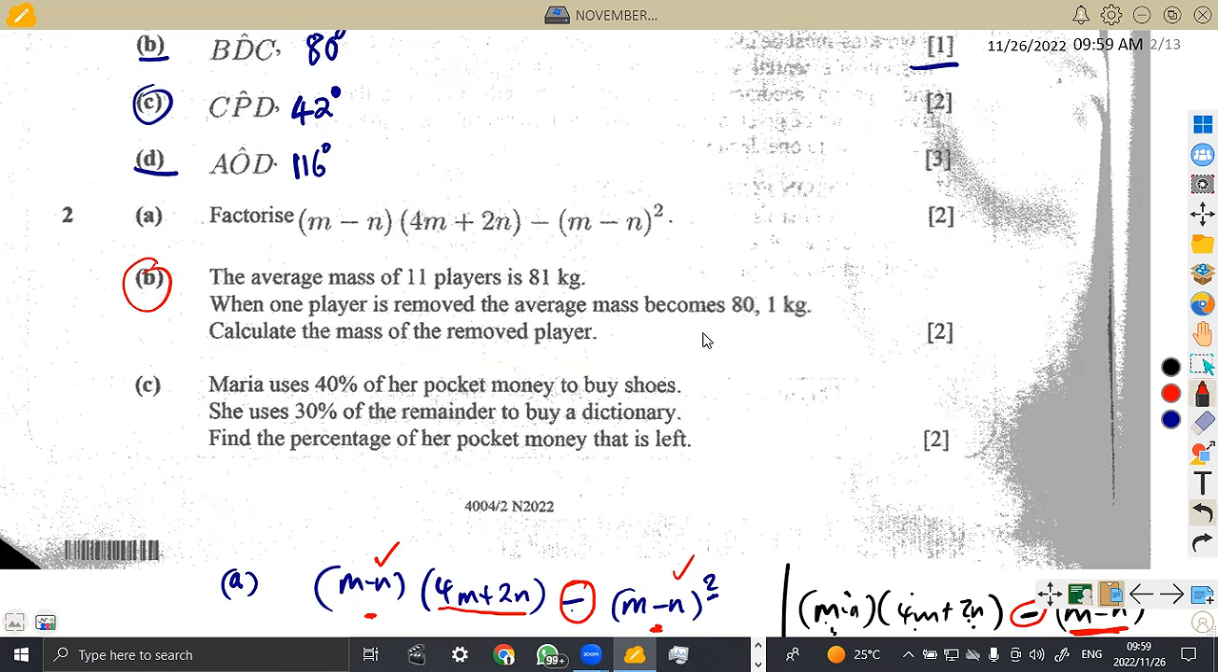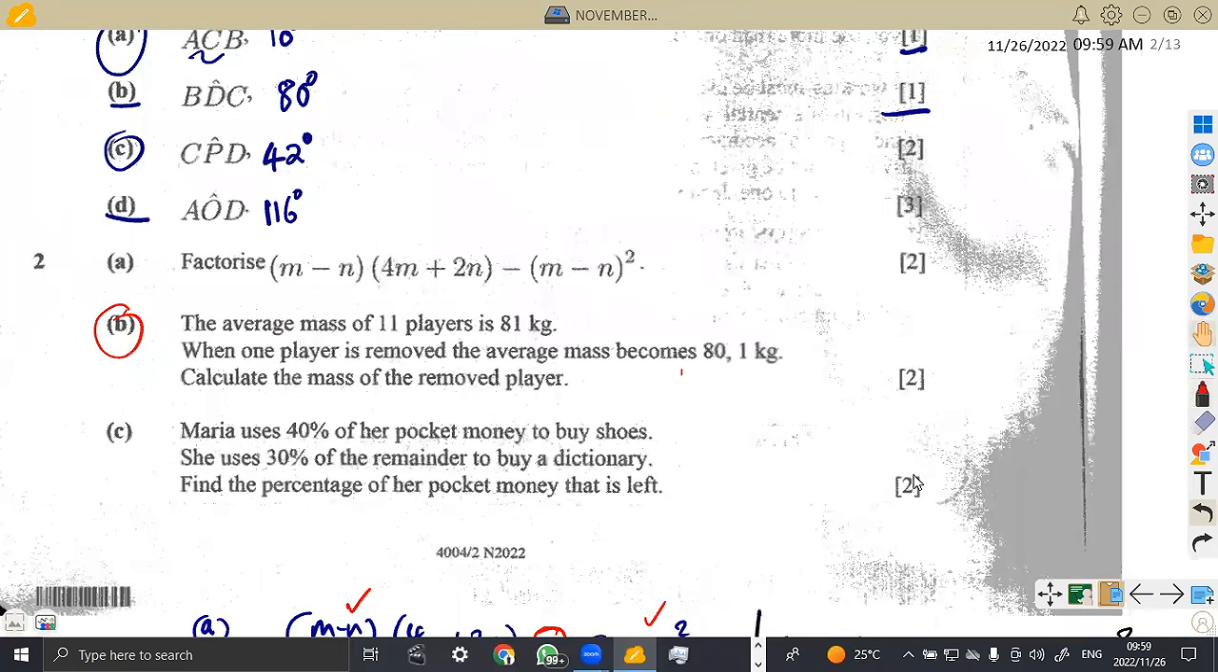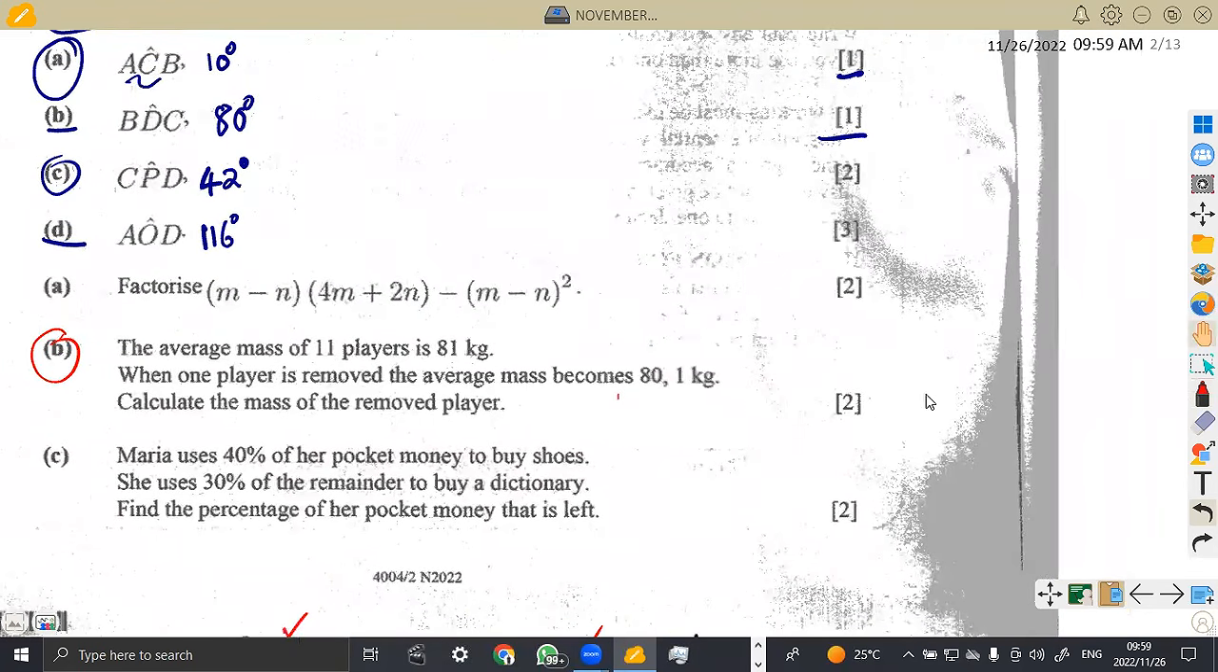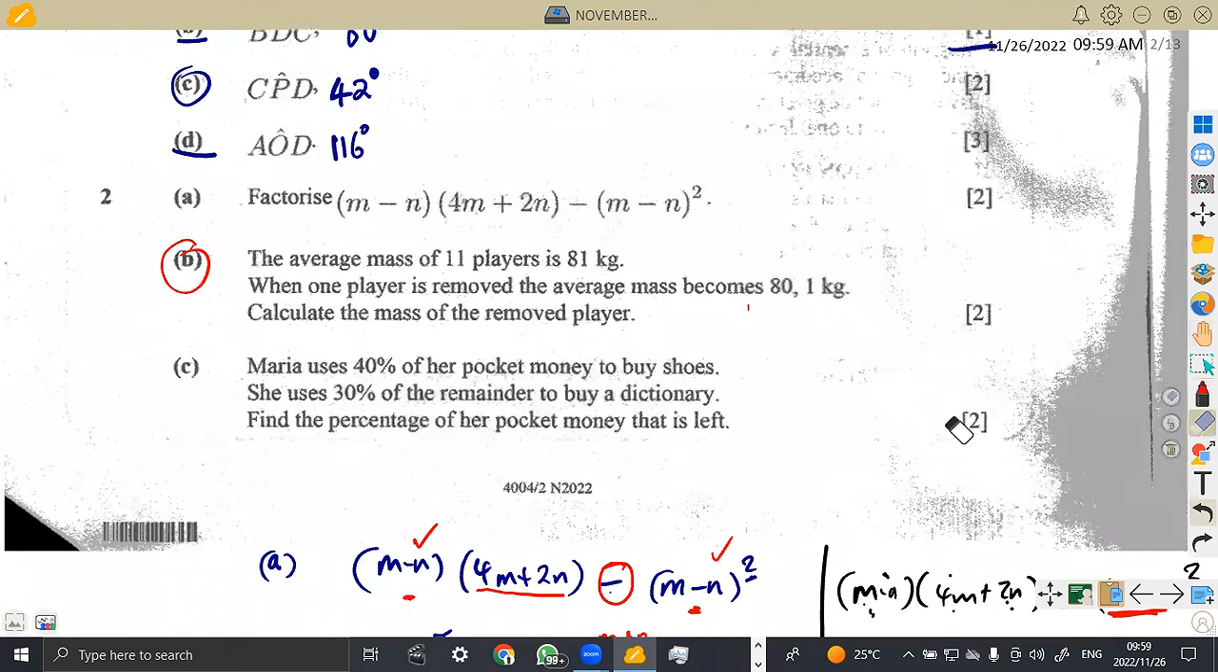Let's see. The average mass of 11 players is 81. Then when one player is removed, the average becomes 80.1. Calculate the mass of the removed player. Okay, I talked about this previously, guys, but let me remove this part so that we can do it clearly here.